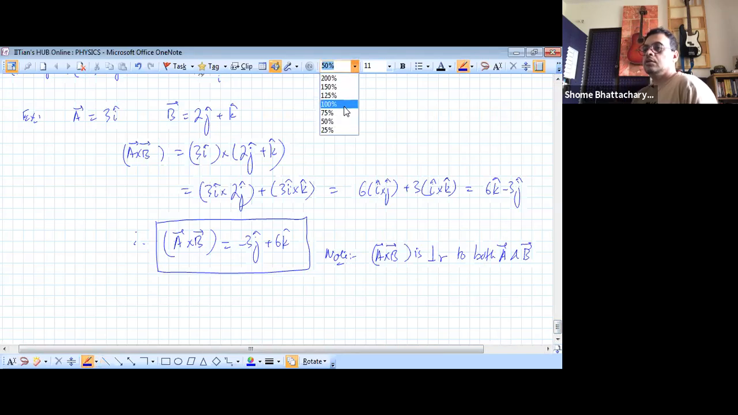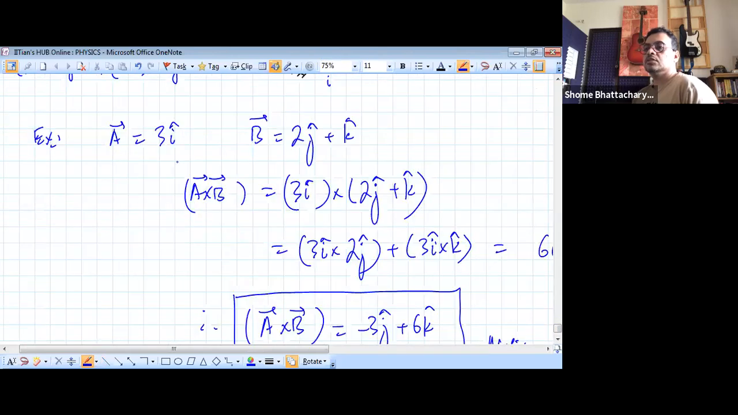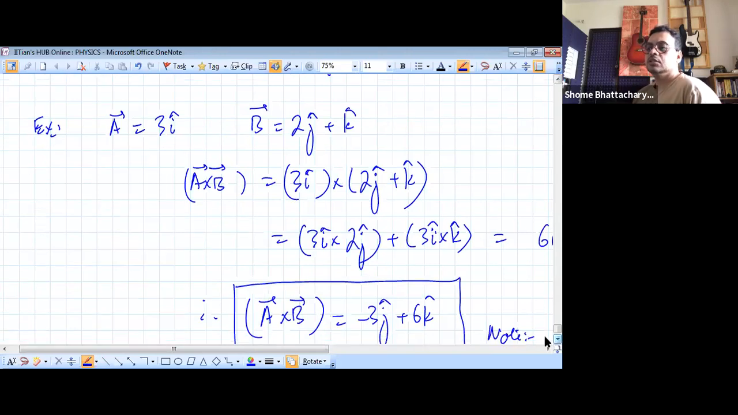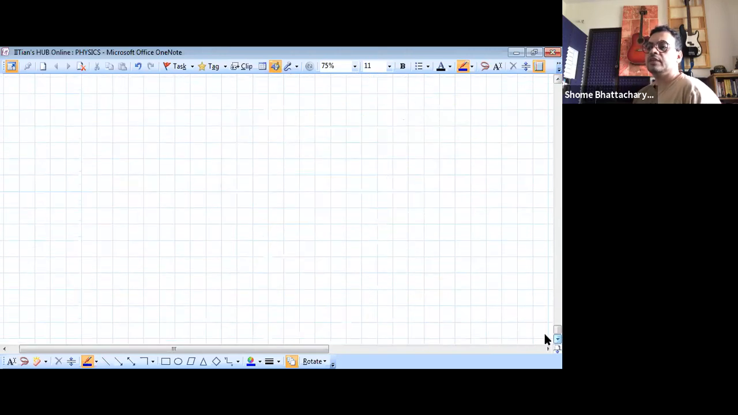Okay. Now here you could see that because A had only one component, the x component, no y and z, it was easy to apply these steps. But in case A has all three, Ax, Ay, and Az, and B also has all three, Bx, By, and Bz, this becomes a very complicated process because you will have three components here, cross product with three components. So it will become 9 terms. So for that, we have a shortcut method of calculating A cross B.